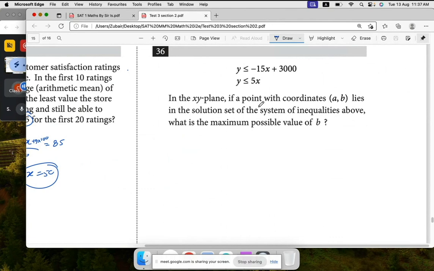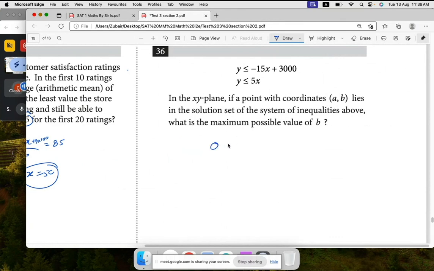In the xy plane, if a point with coordinate a comma b lies in the solution set of the system of inequalities above, what is the maximum possible value of a b? Maximum possible value of a y. I'm just going to consider them equations and solve.